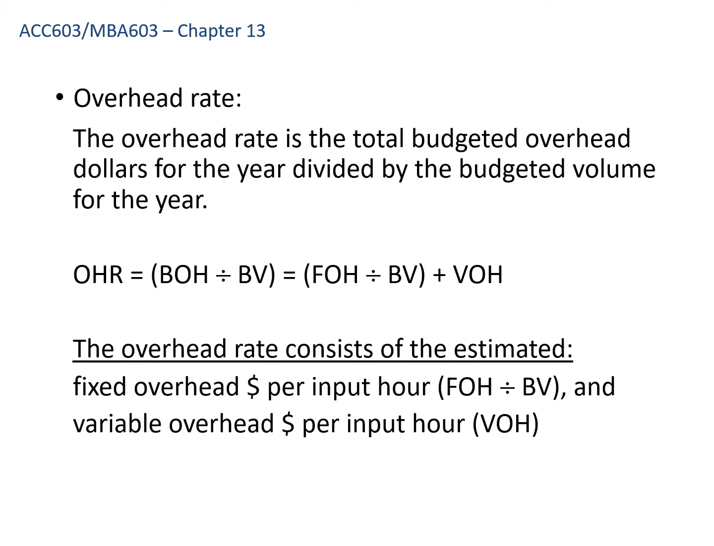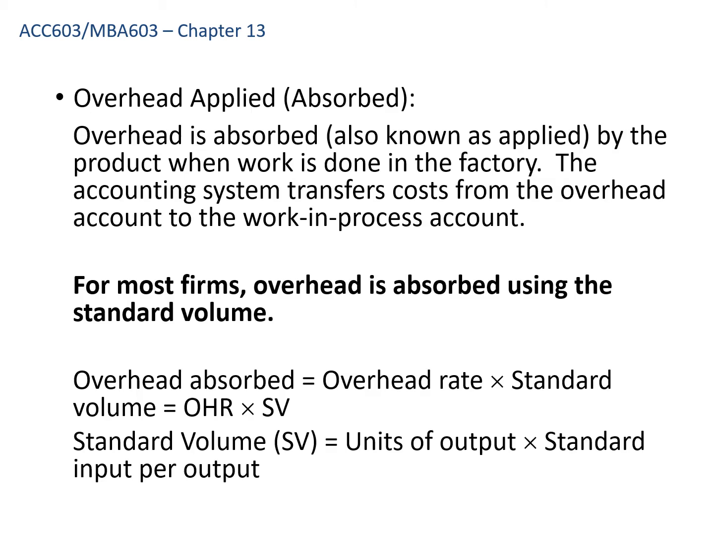So the overhead rate, the OHR as it's abbreviated here, is going to be our budgeted overhead at the beginning of the year divided by our budgeted volume. So it'll contain a fixed element and a variable element, and that's what we called in an earlier chapter our predetermined rate that we use to apply overhead to production as it takes place. The book uses applied and absorbed interchangeably, so they mean the same thing.